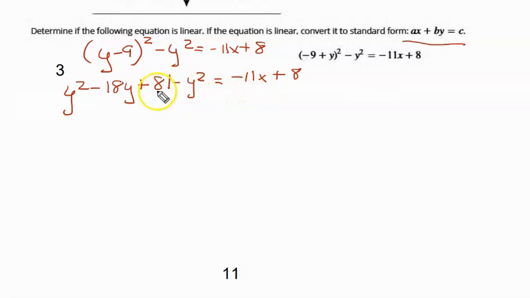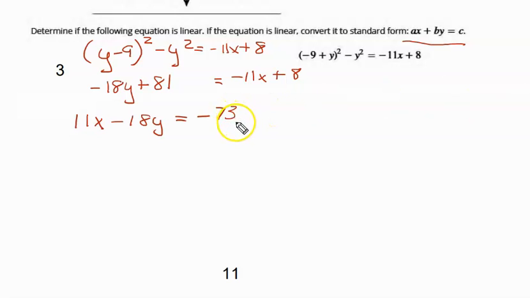Now notice what happens here. I have y squared minus y squared. So the y squares just disappear. So I have then in fact a linear equation. So now it's just a matter of putting all my variables on the left side. Bring this negative 11x over to this side as a positive 11x. I have a negative 18y. And now bringing this 81 over to this other side gives me a negative 73.